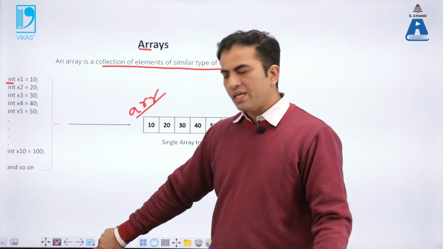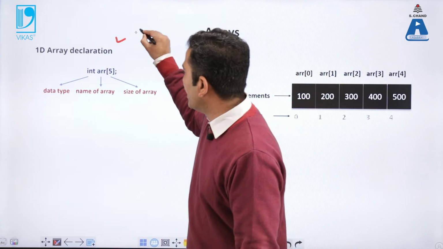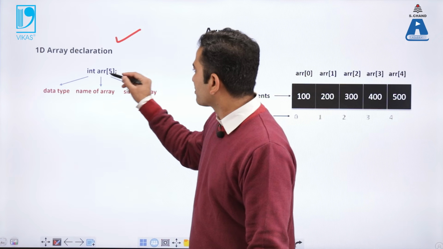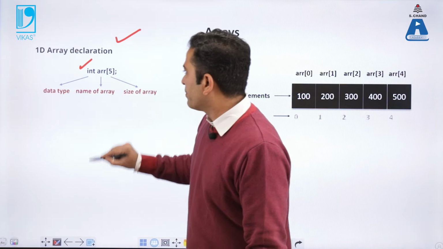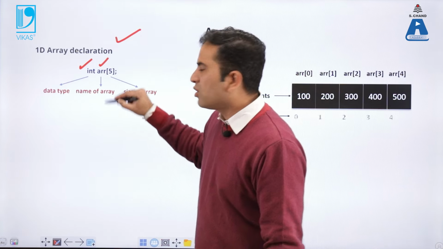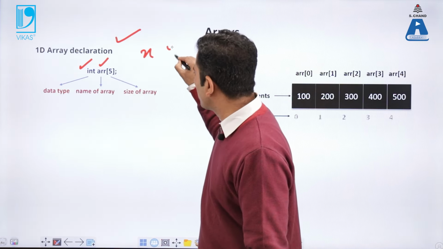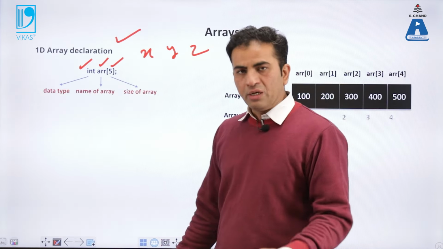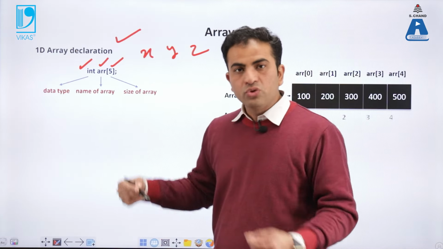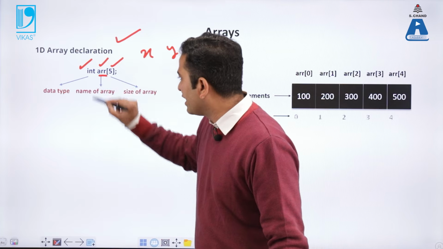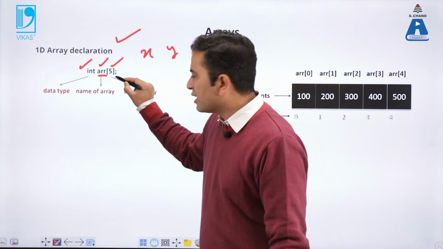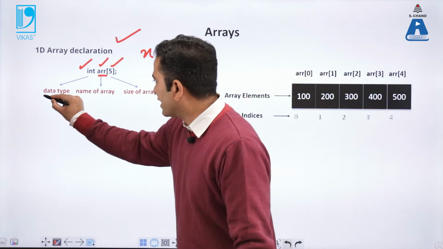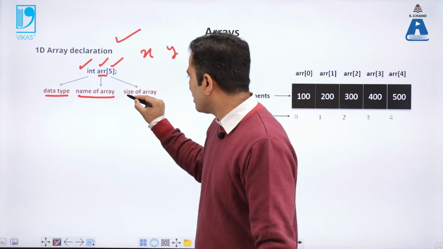Okay, how to initialize the array? First we will focus on the 1D array. 1D array means one dimensional array. In a one dimensional array, first of all we have to declare the data type, then the name of the array, ARR, or you can take any variable name like X, Y, Z. And this is the size of the array. The meaning of size of an array is how many values you want to save in this particular variable. So we have to give the size. That size can be 100, 2000, 5000, that is your wish. So data type, name of an array, and then size of an array.